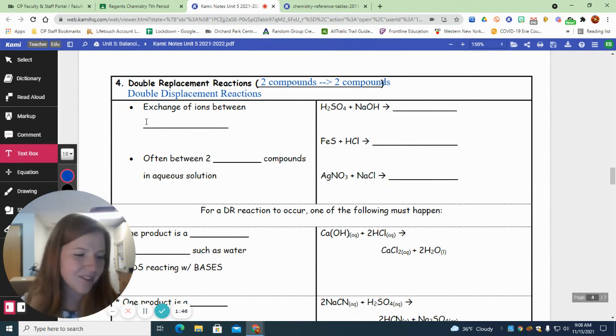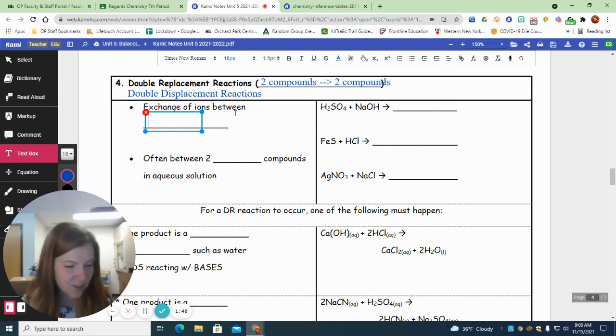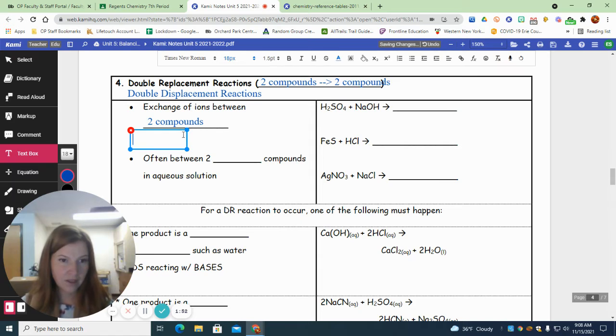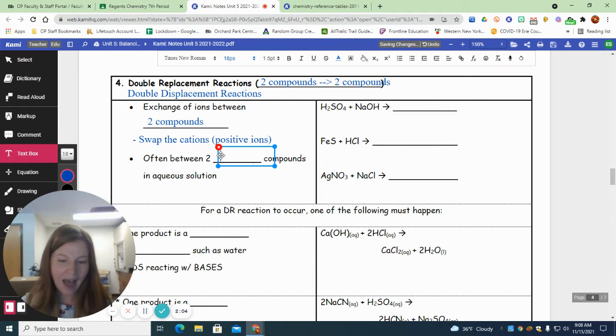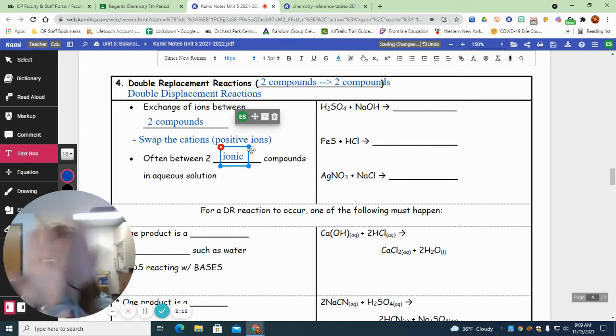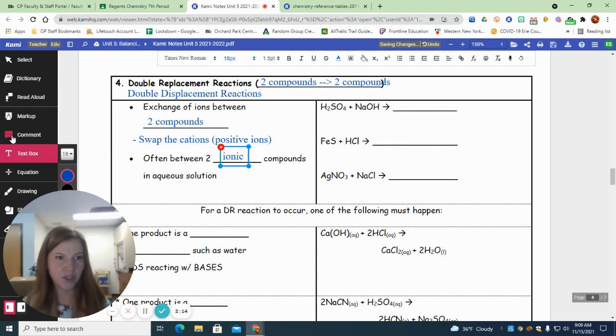So what happens is that you have an exchange of ions between the two compounds. In other words, swap the cations, so the positive ions, are typically the metals. So this is often going to be between two ionic compounds in aqueous solution. So you have two aqueous solutions, you combine them, you swap the cations, and you make something new.